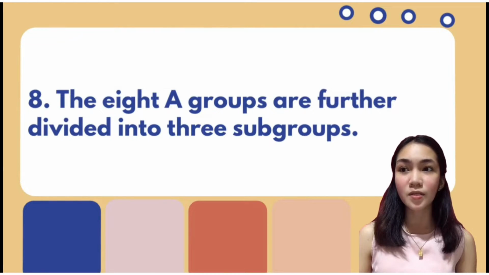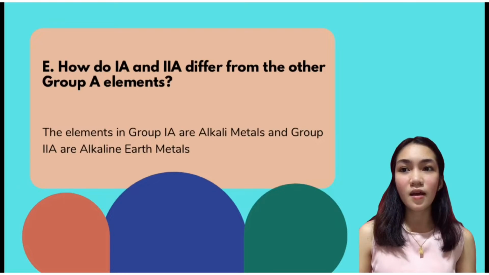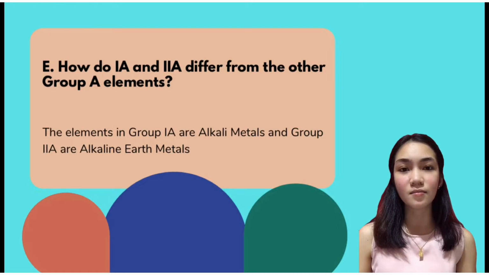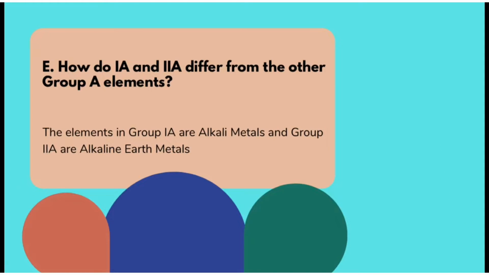The 8A groups are further divided into 3 subgroups. How do 1A and 2A differ from the other group A elements? The elements in group 1A are called the alkali metals. The elements in group 2A are called the alkaline earth metals.